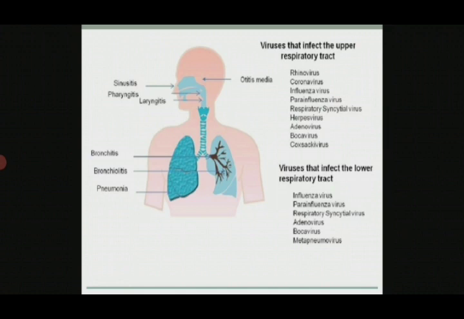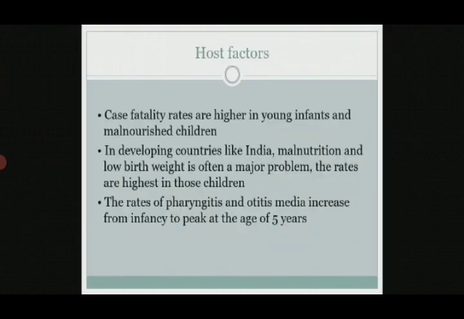Now the picture shows various types of viruses and the sites of the respiratory tract they involve, causing different types of infection, like involvement of the sinus causing sinusitis, pharyngitis, infection of the larynx, bronchi causing bronchiolitis or bronchitis, then ultimately alveoli causing pneumonia.